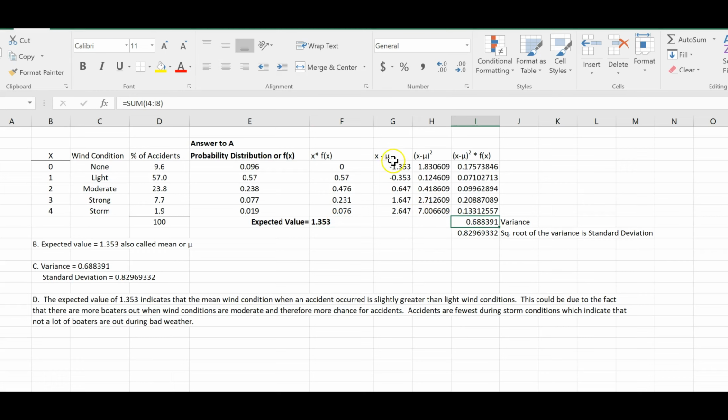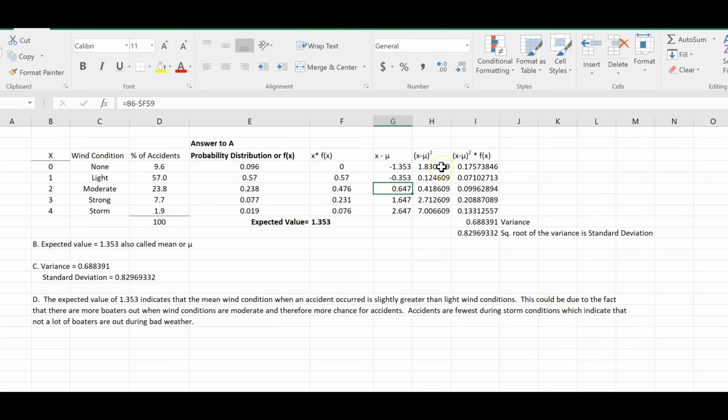So we have x minus the mu, okay? X minus the mu. So in this case, our mu is the expected value of 1.353. So 0 minus the mu gets us our negative value. We do the exact same thing moving down here. We take 1 minus the 1.353, which would give us negative 0.353, and on we go.